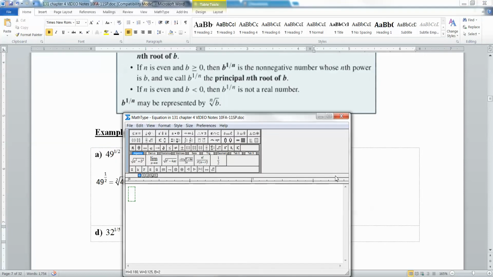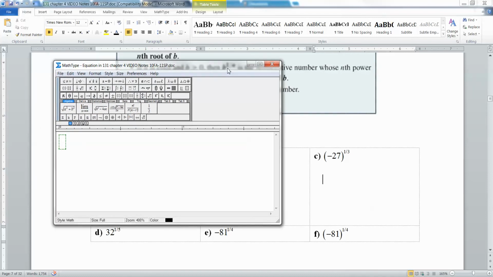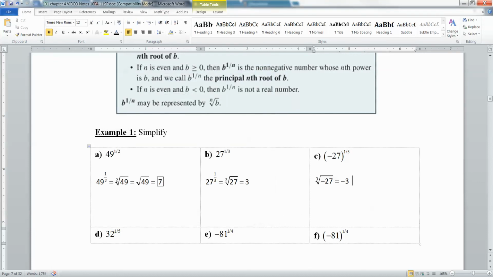All right, what about negative 27 to the 1/3? That's not too bad. So you just need the number. So you're taking negative 27, you're taking the third root of it. Okay? And that would be negative 3. Right? Because what you're doing is you're trying to figure out what number times itself 3 times would make you 27, negative 27.